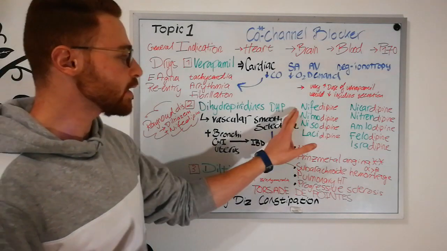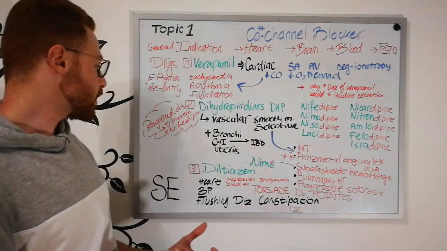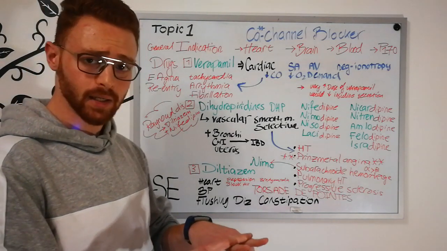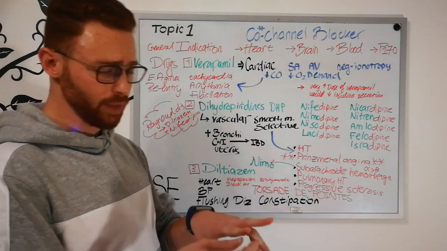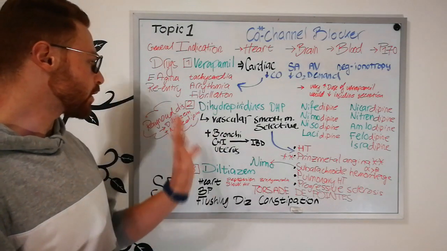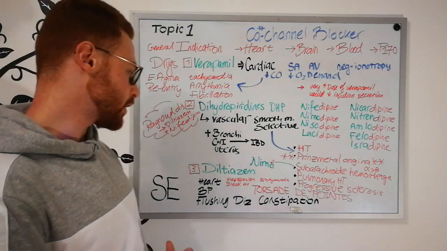And we can use diltiazem as well as nifedipine in Raynaud disease, where we get these very white fingers due to the vasospasm of the arteries supplying the fingers, and we can just resolve that by using diltiazem as well as nifedipine.